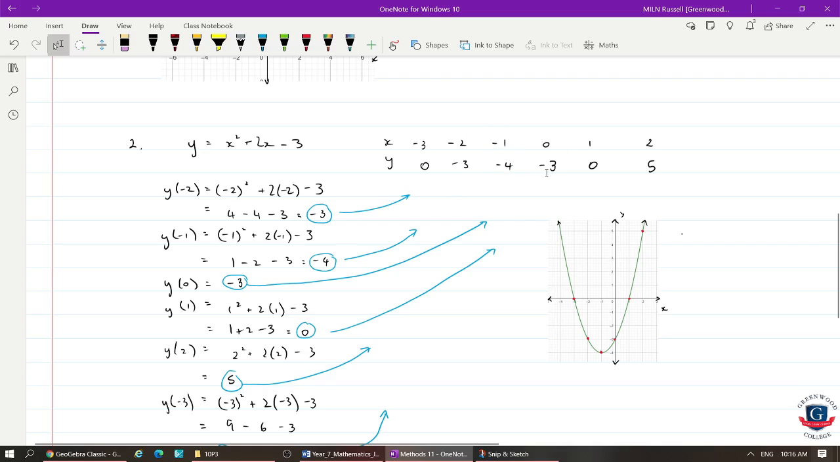We've got the same y values on either side. And if you look here, there's the turning point, which happens to be this point here.